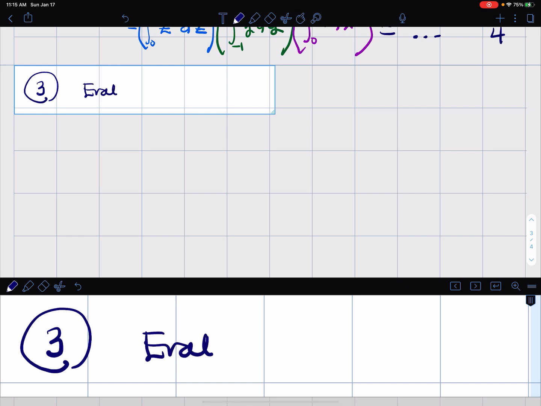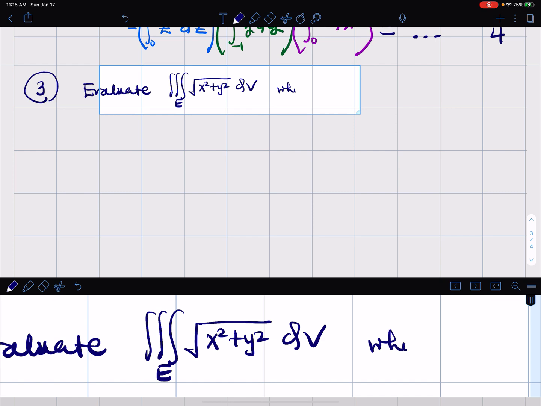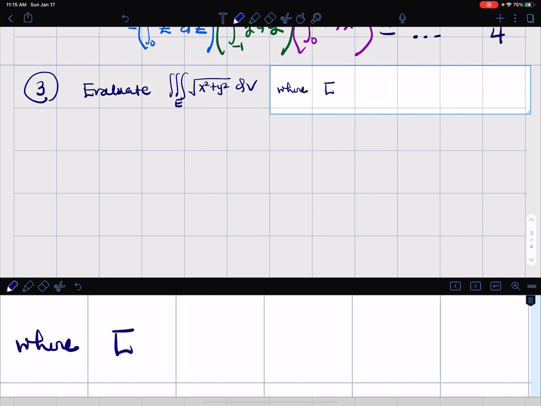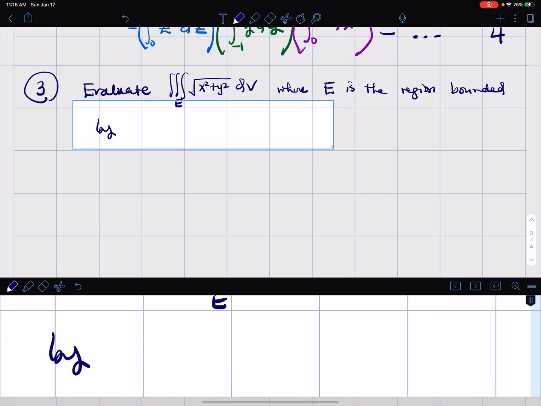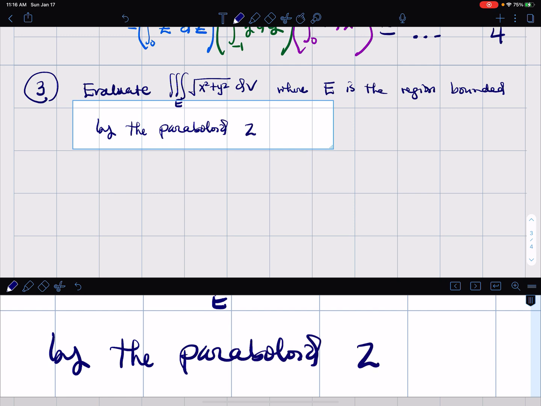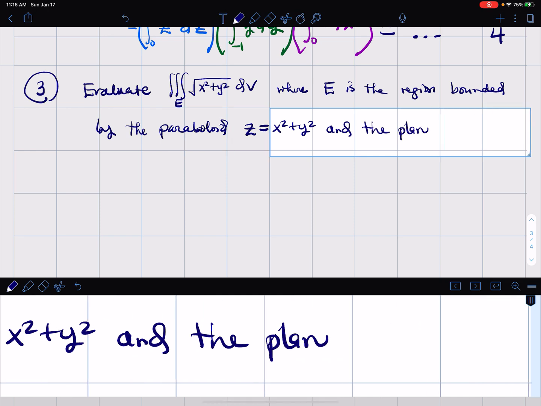So let's evaluate the integral. Now I'm going to use E, the integral over E of the square root of x squared plus y squared dV, where E is the region bounded by the paraboloid z equals x squared plus y squared, and the plane z equals 4. All right?